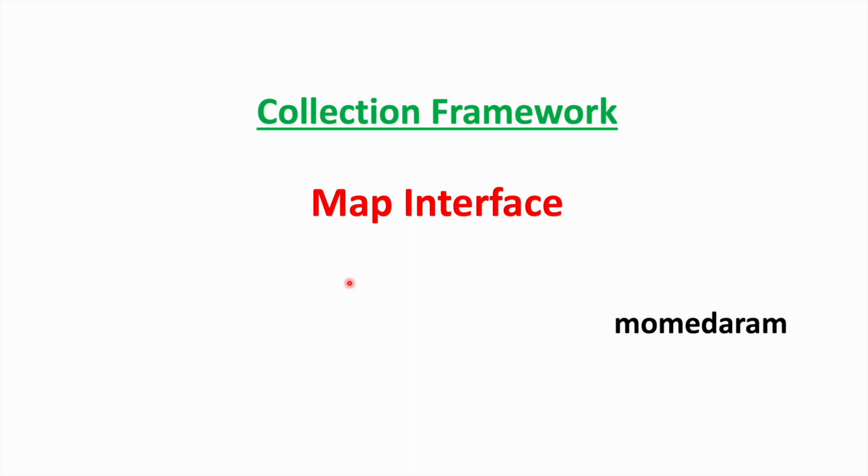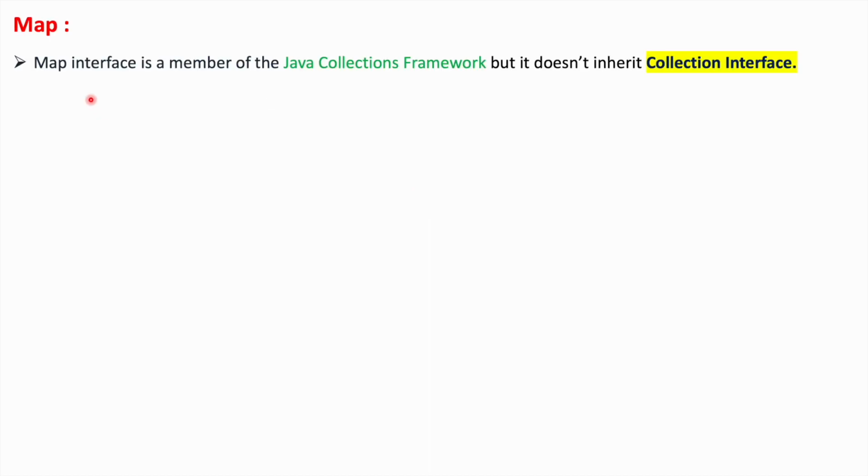In this video, we will see the Map interface. Map is also one of the commonly used interfaces, like List, Set and Queue. Map interface is a member of the Java collection framework, but it does not inherit the Collection interface. Earlier we have seen List and Set are inherited from the Collection interface, but Map is not.